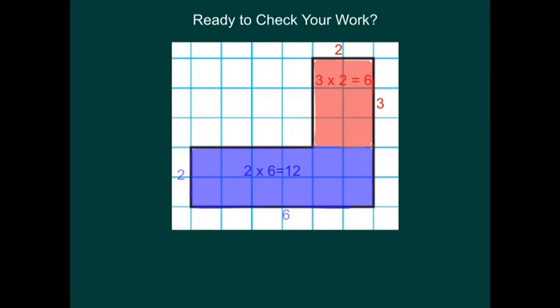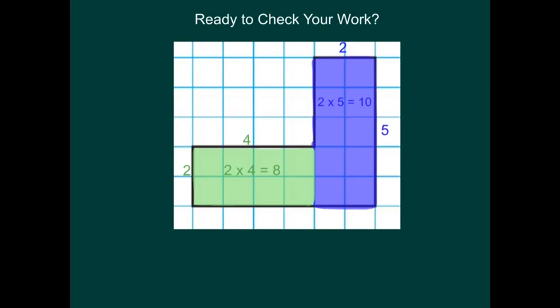If you divided your figure this way, you will have found that your larger rectangle on the bottom has an area of 12 square units, and your smaller rectangle on the top has an area of 6 square units. If you divided your figure this way, you should have found that the rectangle on the left has an area of 8 square units, and the rectangle on the right has an area of 10 square units.